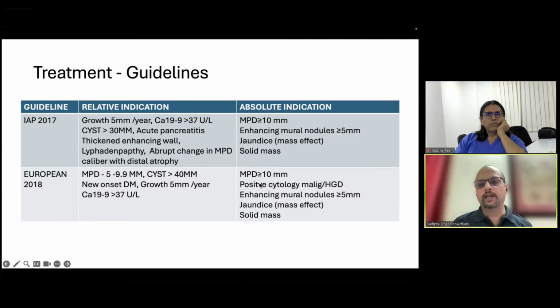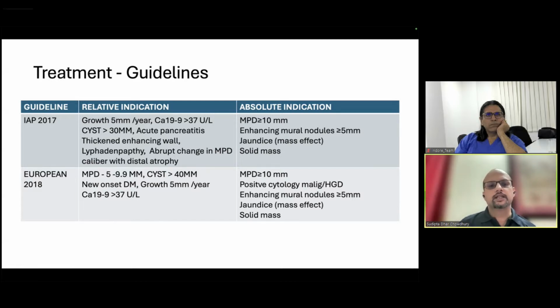Similarly, in the European guidelines, an MPD more than 10 millimeters is a positive sign to treat, definitely. However, there is a variability when there's a relative indication for surgery.